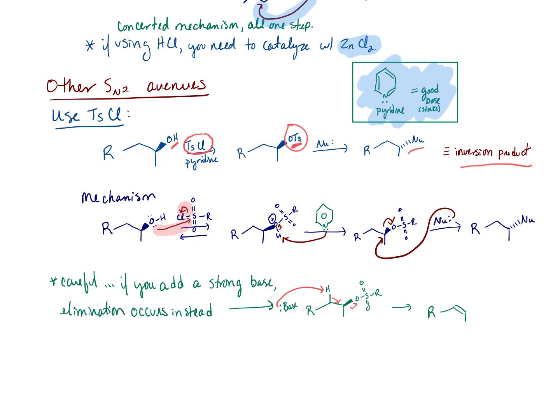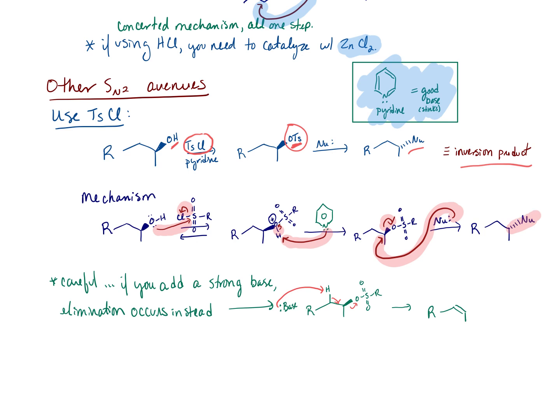The pyridine comes and grabs that hydrogen. The electrons go back to the oxygen. Sorry, that's really tiny. And then you can either put in a new nucleophile, or that's in greater abundance than the chlorine, or we can use the chlorine that's there. Nucleophile then comes in and displaces that tosyl group, and that's where we end up getting the inverted product there.